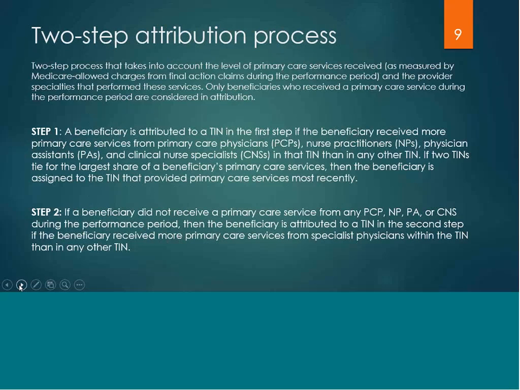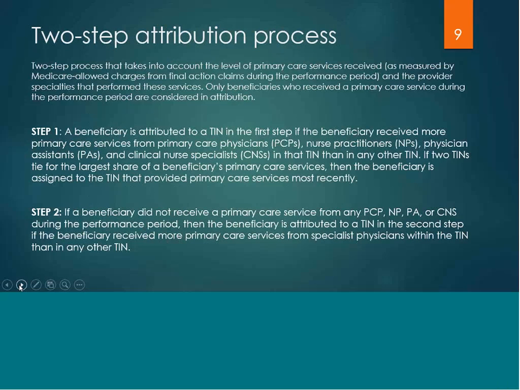The two-step process takes into account the level of primary care services received, as measured by Medicare allowed charges from final action claims during the performance period, and the provider specialties that perform these services. Only beneficiaries who receive a primary care service during the performance period are considered in attribution.